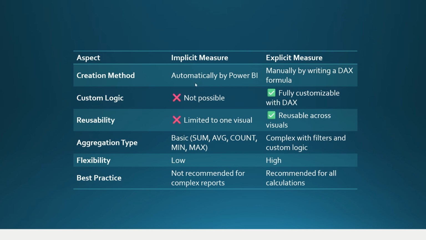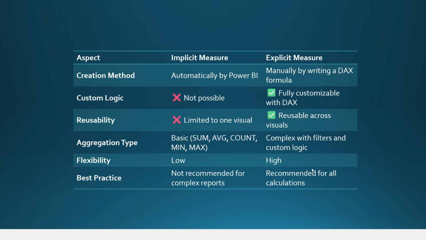Just a quick recap: creation method, automatically created by Power BI, that's an implicit measure. An explicit measure is manually created using the DAX language. The custom logic is not possible when it comes to implicit measure, whereas the explicit measure is fully customizable with DAX. Implicit measures cannot be reused. It is limited to just one visual, whereas the explicit measure can be reused across multiple visuals. The aggregation types are limited to just the basic ones like sum, average, count, etc. With explicit measures, you will be able to perform complex calculations along with additional filters, custom logics, etc. The flexibility in the implicit measure is really low, whereas in the explicit measure, it is really high. The implicit measures are not recommended for complex reports. The explicit measures are the ones that have been recommended and preferred for all of your calculations.